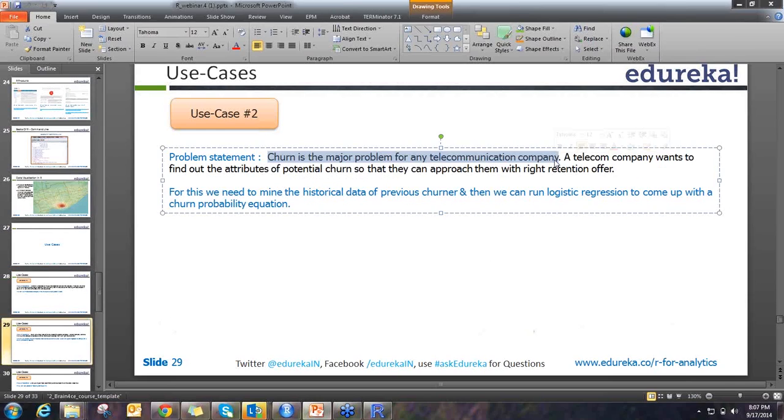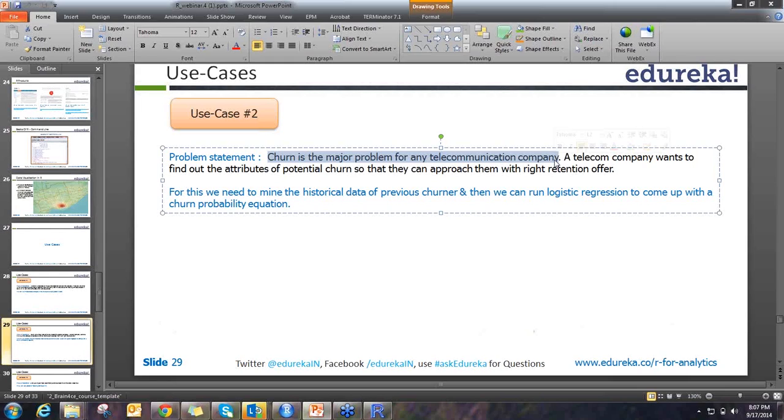Then this is something I told you about. This is something I did in one of my projects, churn management. Churn today is a major problem for any telecommunication company, be it in India, Europe, US, or any country. Today churn management is one of the major problems. Why? Because today so many telecom operators are available that I can just quit my telecom operator and go to any other telecom operator that is giving me a better plan.